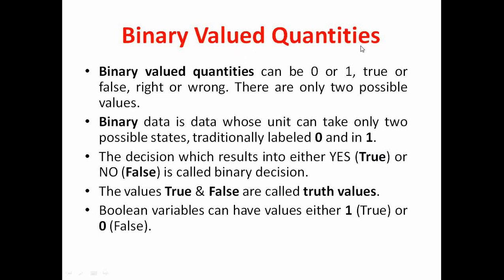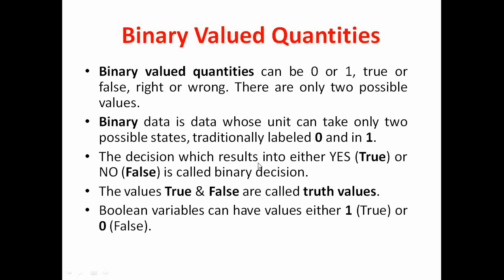Binary valued quantity. Binary valued quantities can be 0 and 1. As you know, binary numbers are 0 and 1, right? So the binary valued quantities can be 0 and 1, or true or false, or right or wrong. There are only two possible values. Binary data is data whose unit can take only two possible states, that is 0 and 1, where 0 represents false and 1 represents true.